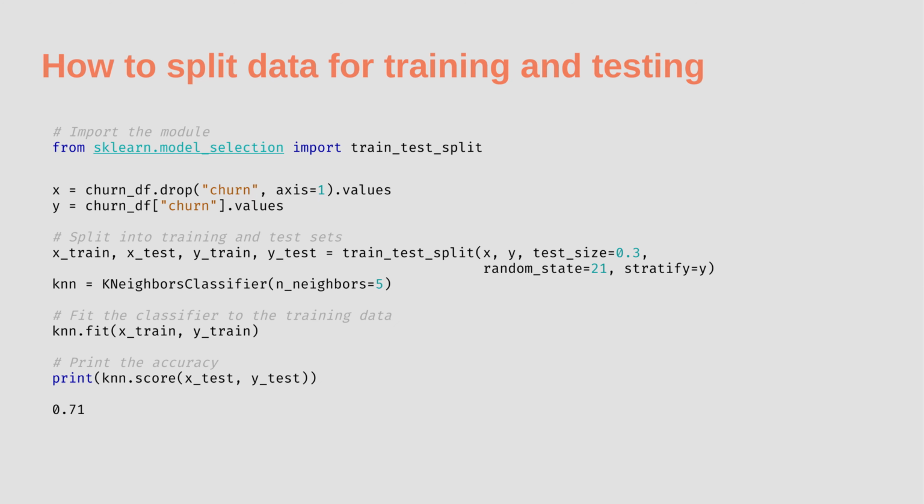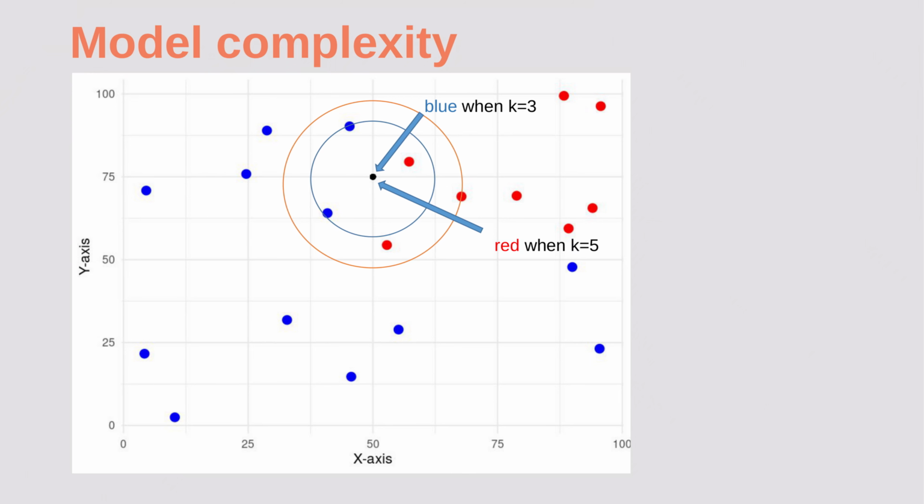The train_test_split returns 4 arrays: X_train, X_test, the training and testing features, and y_train and y_test, the training and testing labels. Next, we instantiate a KNN model and fit it using the .fit method. To evaluate the model's accuracy, we call the .score method, which returns the accuracy. In this example, our model achieves 71% accuracy. Let's discuss model complexity and how to interpret k.